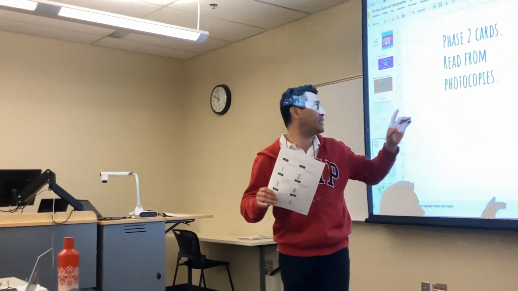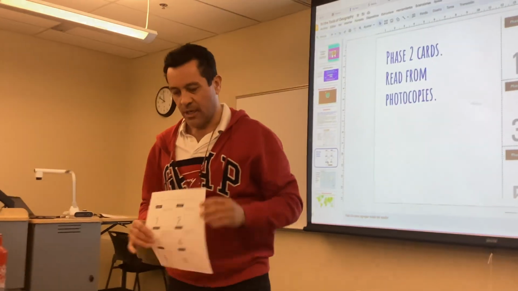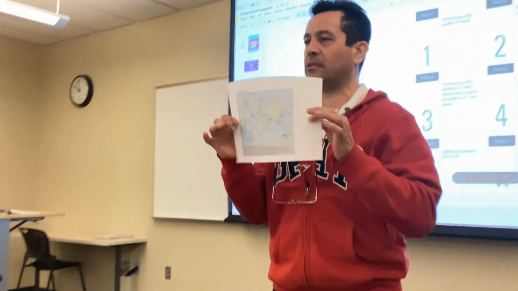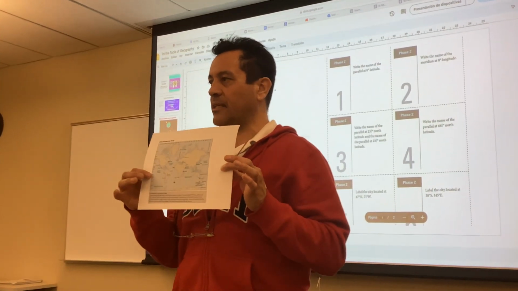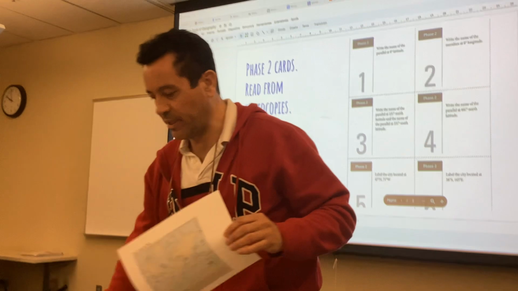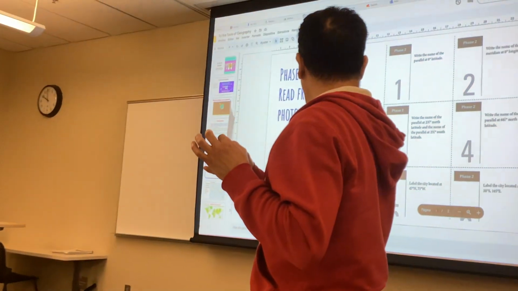Right, let's begin with the first one. It says, write the name of the parallel at 0 latitude. So here in this map, what is the parallel at 0 latitude? We already checked it in the vocabulary. You don't need to look at it. It's the equator. So please, right here, latitude, just right there, equator.